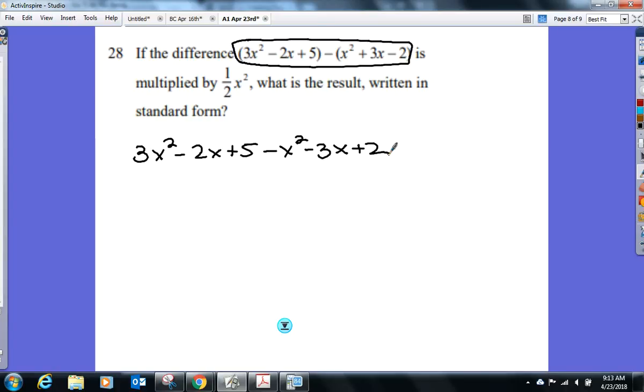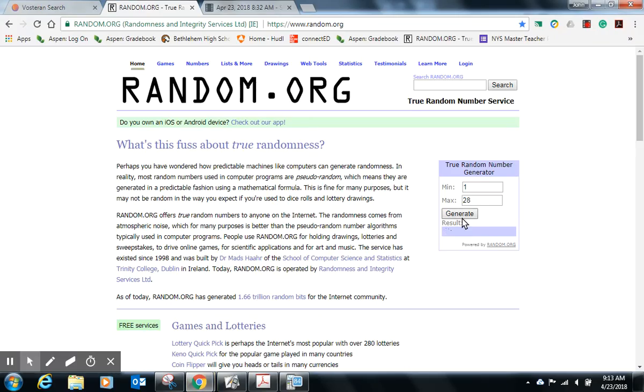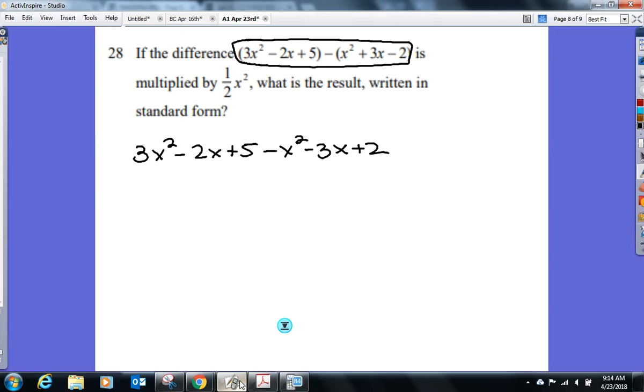So combine all your like terms right now. Let's go. Okay, when you combine your like terms, what is that equal to? 19. Okay, how'd you get 4x squared? 2x squared, keep going. Okay, that's the difference. Take this now and multiply it by 1/2 x squared.